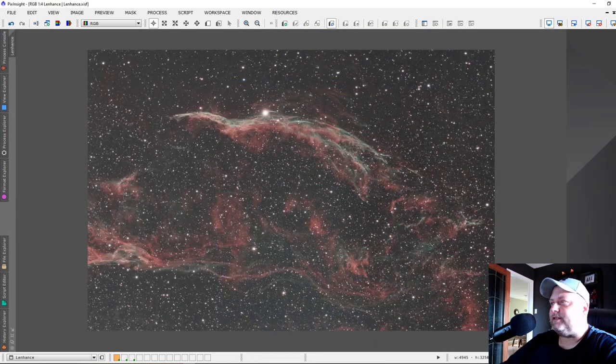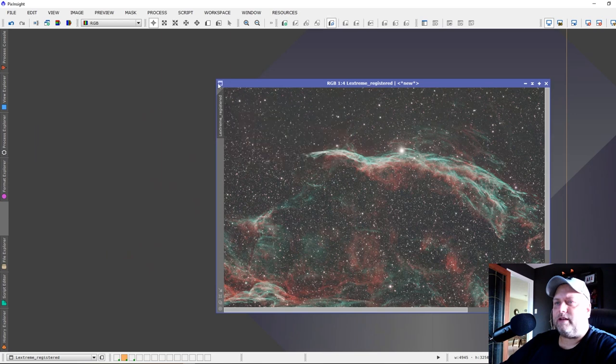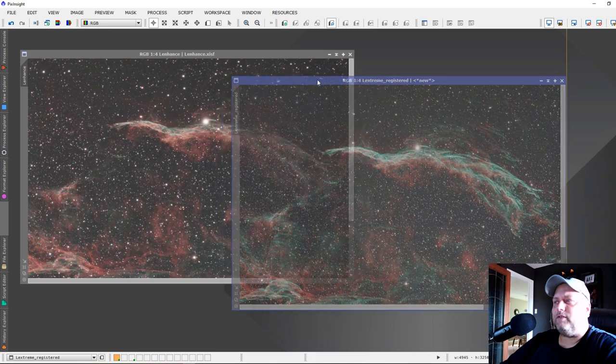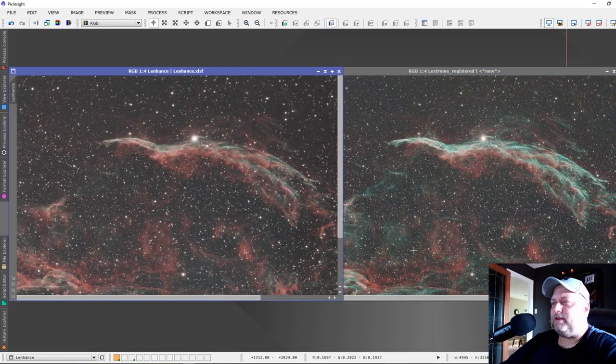We'll see the difference. Instead of flipping back and forth, we'll just sit them side by side, and then we will be able to have a look at them. I'm just going to have to overlap it a bit here for the screens, but we can see here's the L-eNhance and here's the L-eXtreme. So both 2 hours.